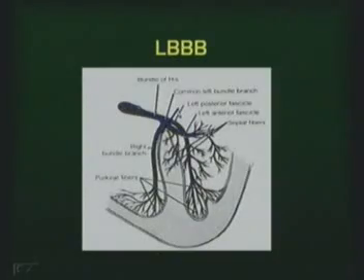Bundle branch block: what happens is your activation pattern, instead of coming down and activating both ventricles, like here, the left is blocked here, so it comes down the right, activates the right side first, and then goes to the left from the right side. So the whole depolarization sequence is changed, and you don't have that initial left to right septal depolarization.